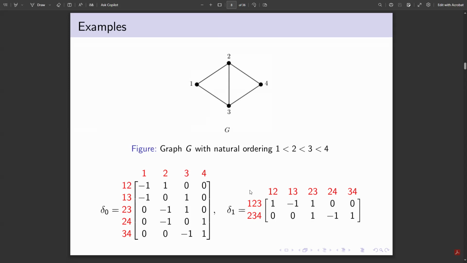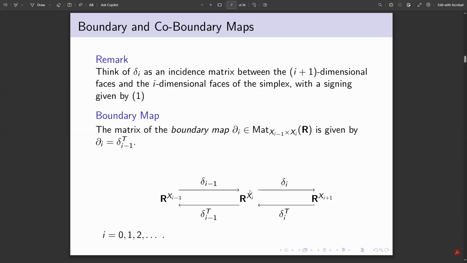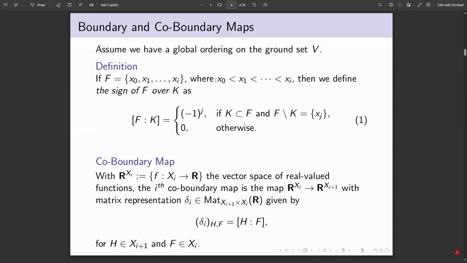So if I go back one more slide, sorry to go back and forth, basically if you order the elements, you need to look at what position the extra element is sitting at. And that tells you whether it's +1 or -1.